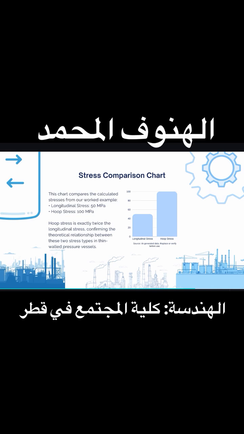Now we will compare using this chart. This chart compares the calculated stresses from our worked example. Longitudinal stress is 50 megapascals, while the hoop stress is 100 megapascals. The hoop stress is exactly twice the longitudinal stress, confirming the theoretical relationship between these two stress types in thin-walled pressure vessels.